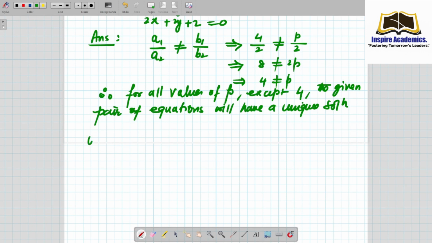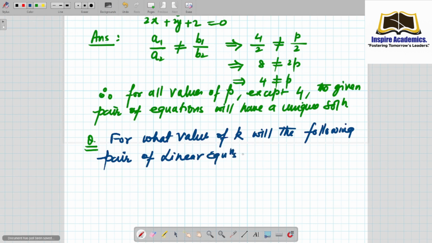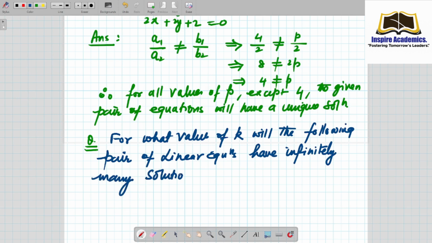Let us take one more problem. The problem says for what value of k will the following pair of linear equations have infinitely many solutions?